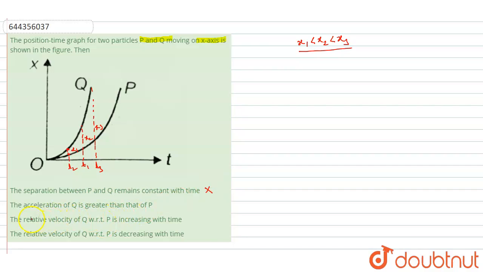Okay. Now come to the second option. Here it is saying that the acceleration of Q is greater than that of P. So before going to the acceleration, we should discuss the velocity and relative velocity concept. So we will go to the third option. Here it is saying that the relative velocity of Q with respect to P is increasing with time.